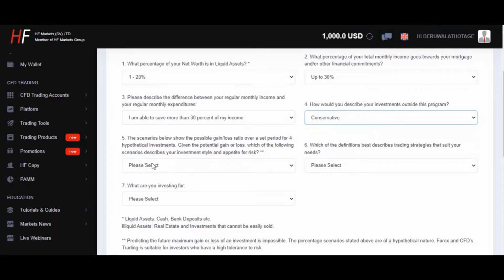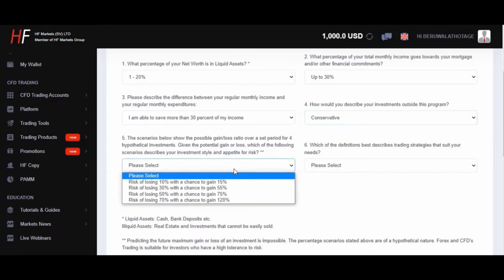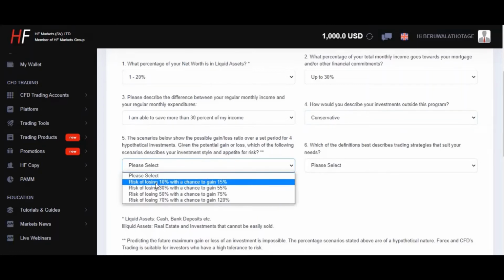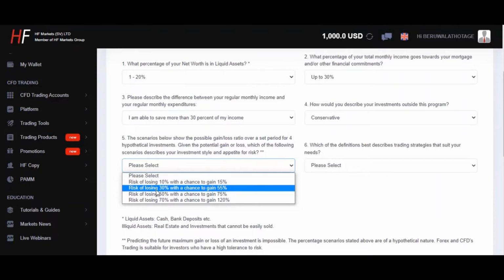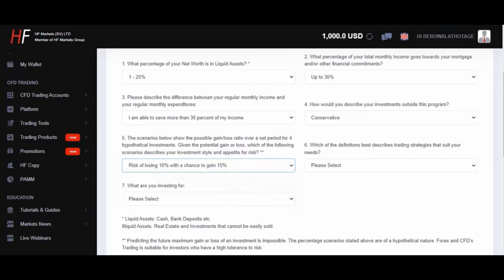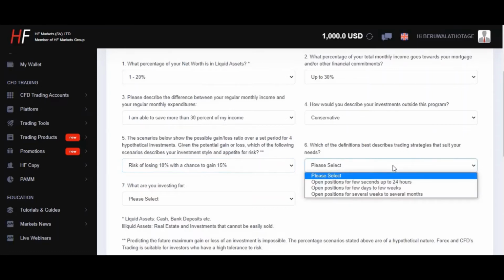Very conservative. The scenarios below show the possible gain or loss over a set period for hypothetical investments. Given the potential gain or loss, which of the following scenarios describe your investment style and appetite for risk? Risk of losing 10% with a chance of gain of 15%, or risk of losing 30% with a chance of gain of 15%. I would say the first one. Okay. Which of the definitions best describes the trading strategies that suit your needs?